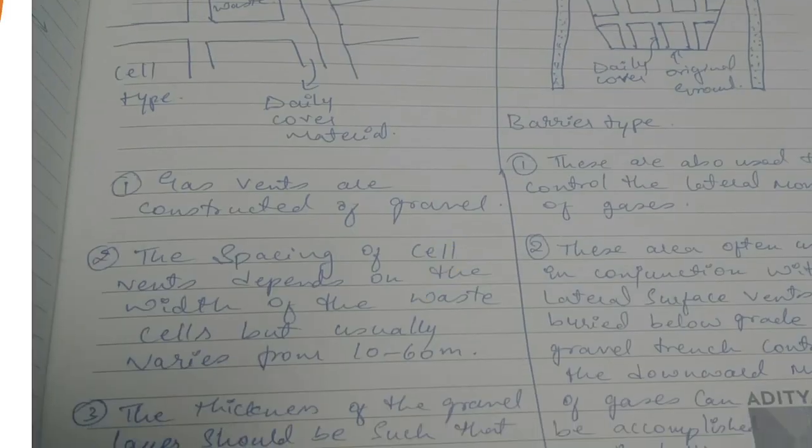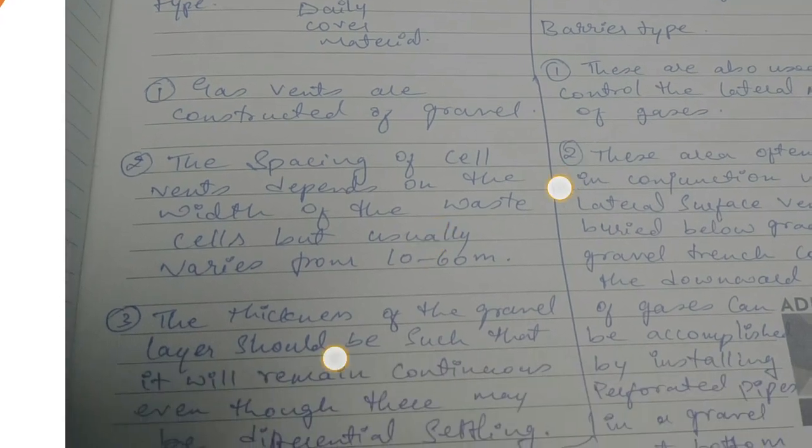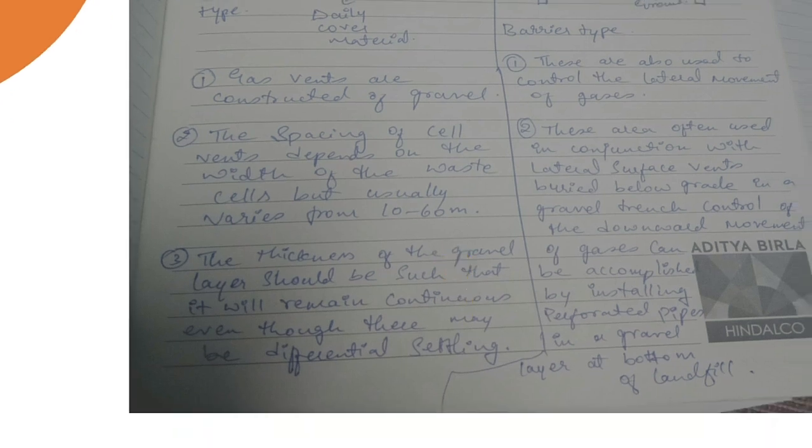So what exactly does the vent method usually follow? Here, the gas vents are constructed of gravel, and the spacing of the cell vents depends on the width of the waste cells, but usually varies from 10 to 60 meters. The thickness of the gravel layer should be such that it will remain continuous even though there may be differential settling. Even if differential settling occurs, the gravel layers should remain constant.